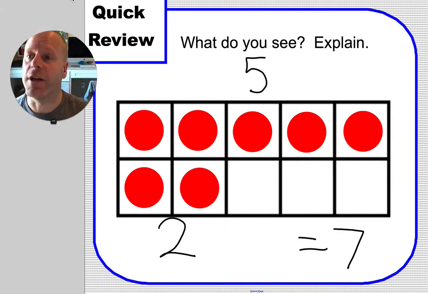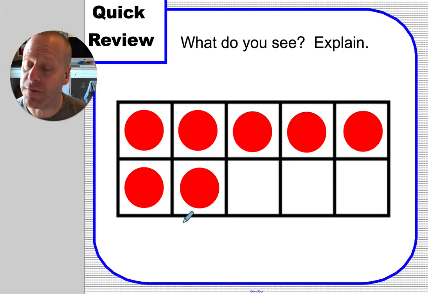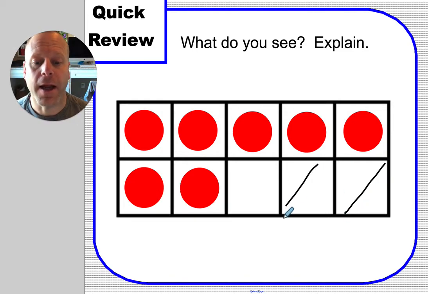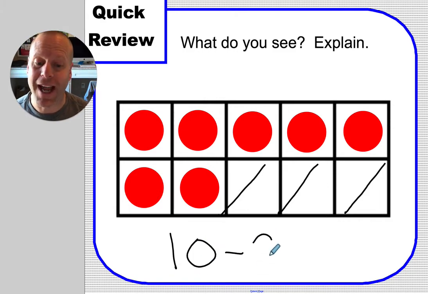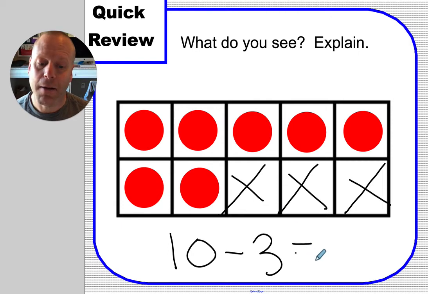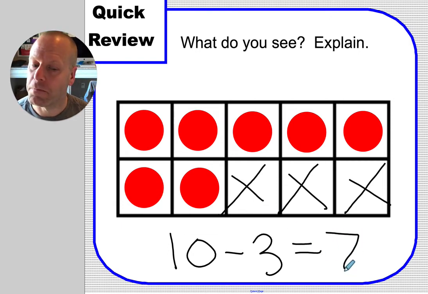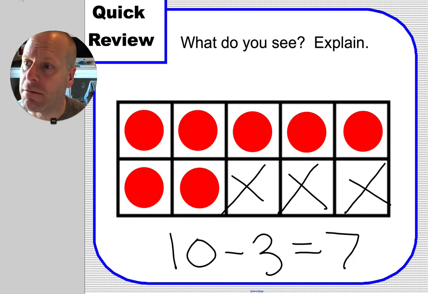You could imagine a different person would say, I know this whole thing when it's full is 10, right? And then I'm going to count backwards, 9, 8, 7. So they actually did a very different problem. They did 10, take away these 3 that were missing, but they got the same answer, 7. So if you're counting on or if you're counting back, tell me what you see.